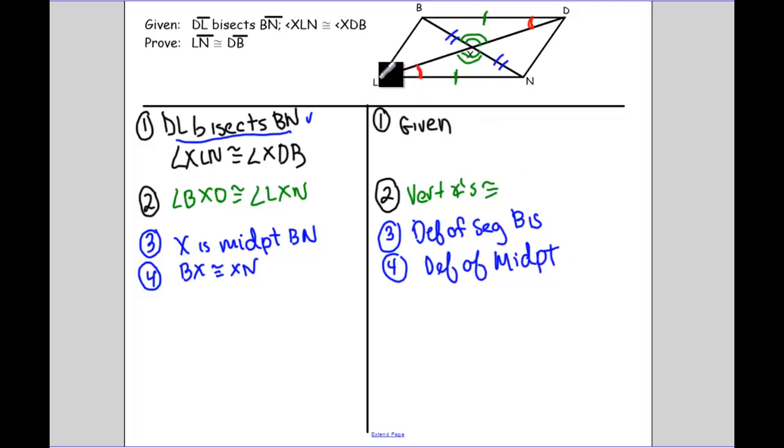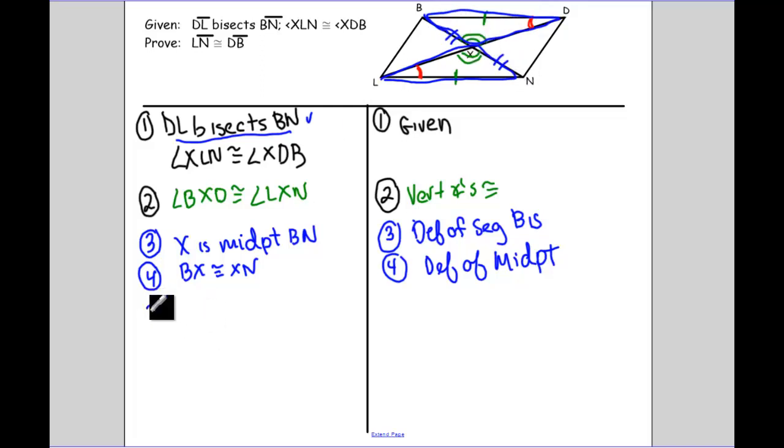So let's look at what I have here. We have this bottom triangle, which has the side in it you're trying to prove. We have the top triangle, which has the side in it you're trying to prove congruent. So what do I have? Well, I have angle, angle, and the non-included side.